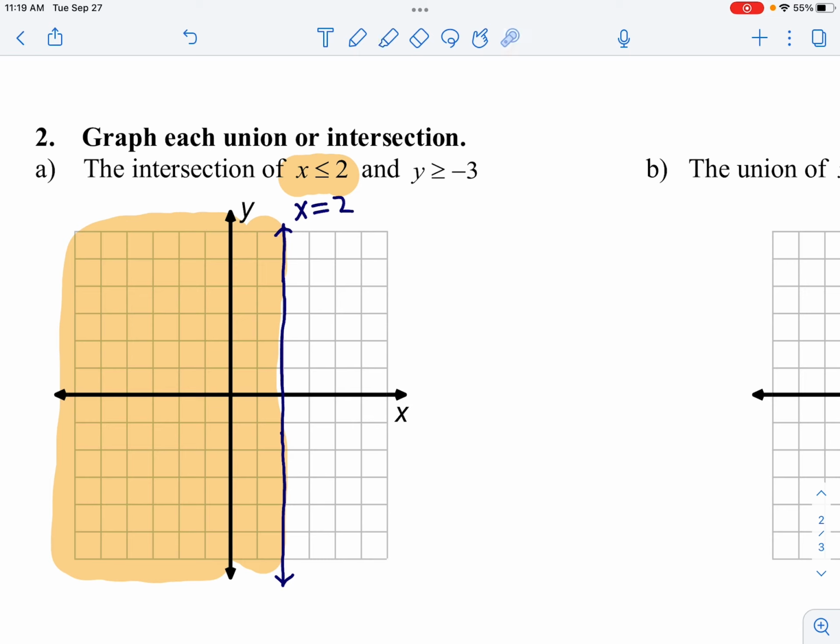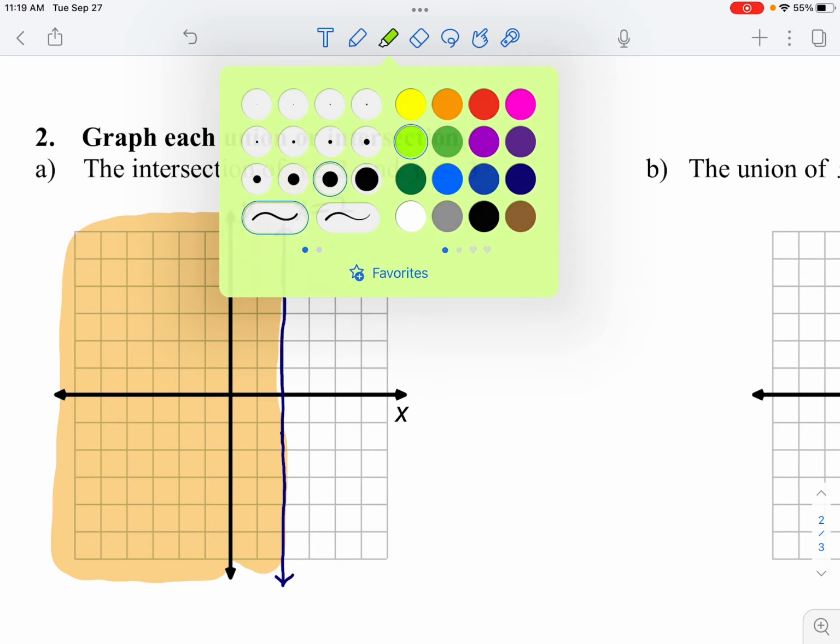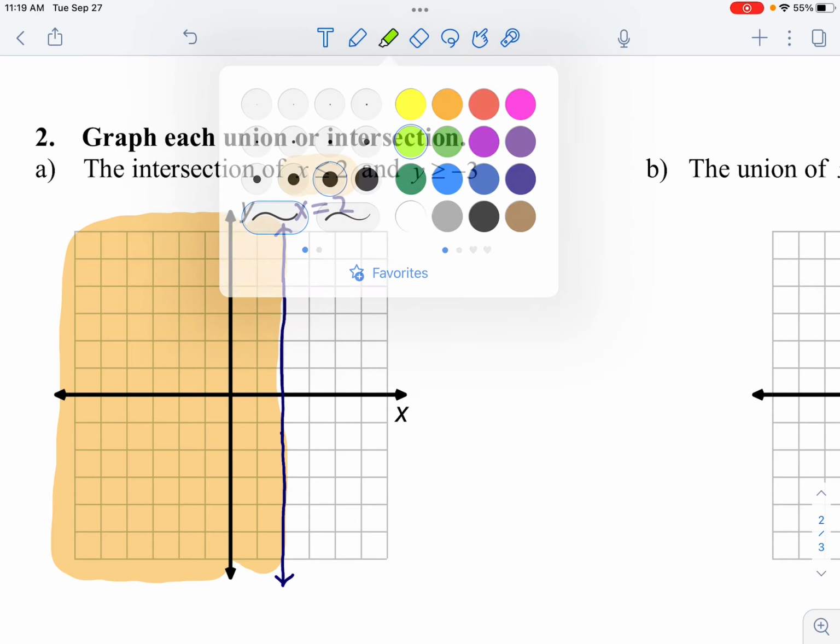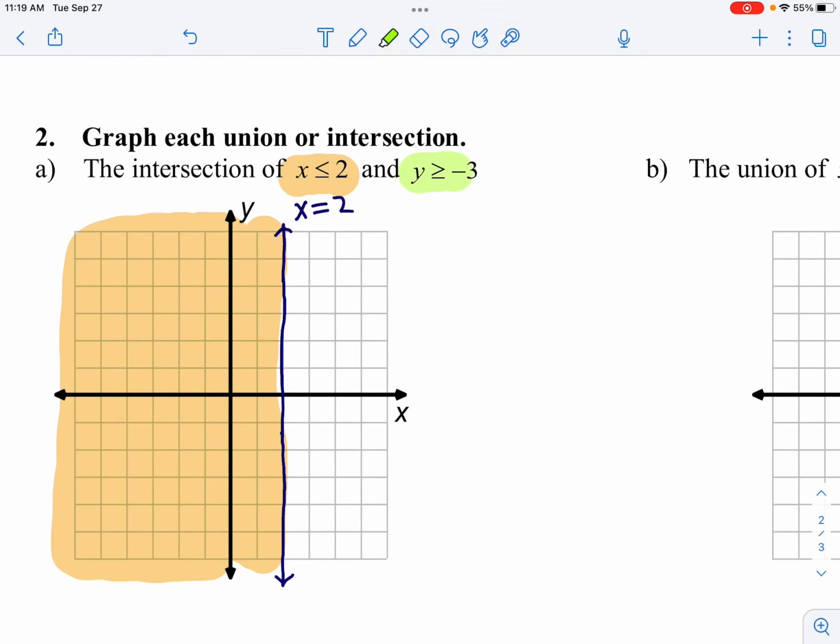So I've got the first one shaded. First one's done. Now let's focus on y is greater than or equal to -3. Let's highlight that in green. Now we're looking at y is greater than or equal to -3. That's the same as graphing the line y equals -3, right? And because we have a greater than or equal to symbol, we're going to use a solid line to graph y equals -3.